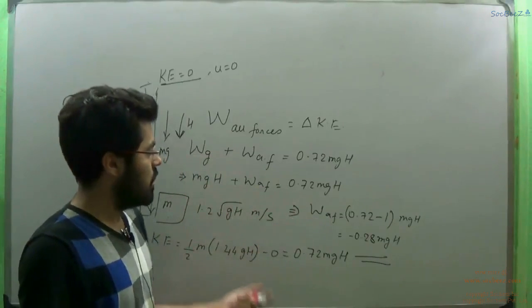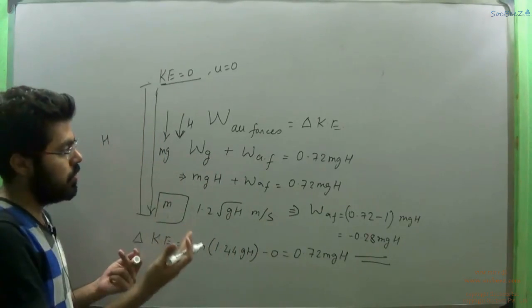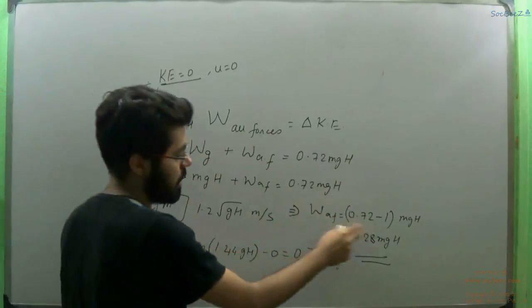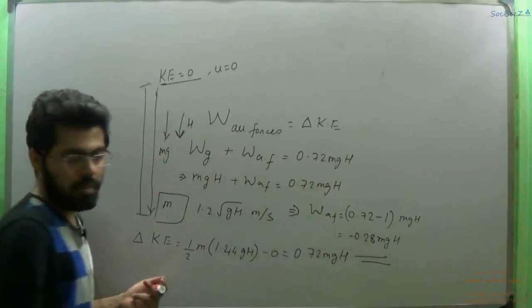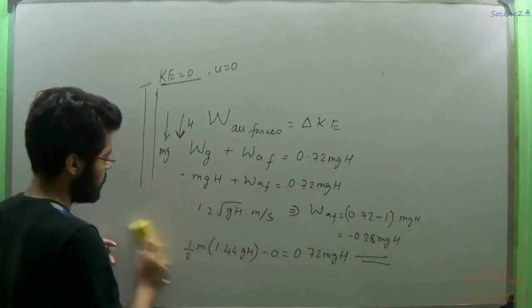So similarly we did here. There can be any third force also whose magnitude would be given to us. So we would add it here, and then again we would subtract it, and we will get the work done by air friction. So this way we solve such problems.